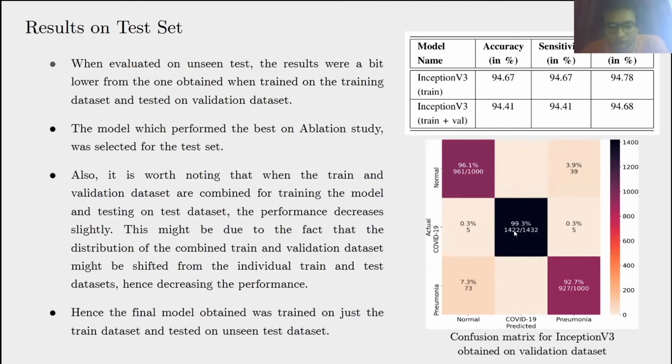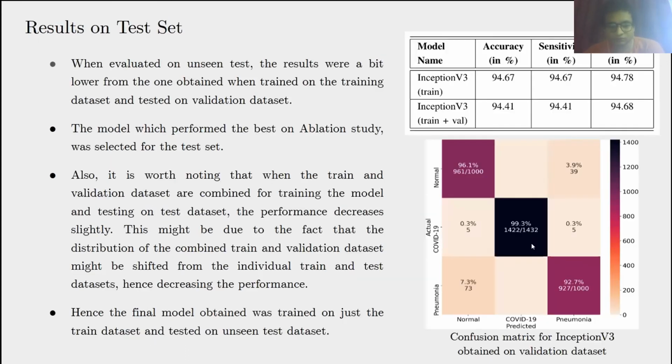A final model was trained on just the train data set and then tested on the unseen test data set. On the right hand side, you can also see a confusion matrix for Inception V3. This was actually obtained when we tested it on the validation data set only. So the diagonals in this matrix show the true positives, where a normal image is identified correctly, COVID-19 is also predicted correctly, and the same goes for pneumonia. But one thing which is very special to note here is that a normal or a pneumonia image is actually never identified as a COVID-19 image.